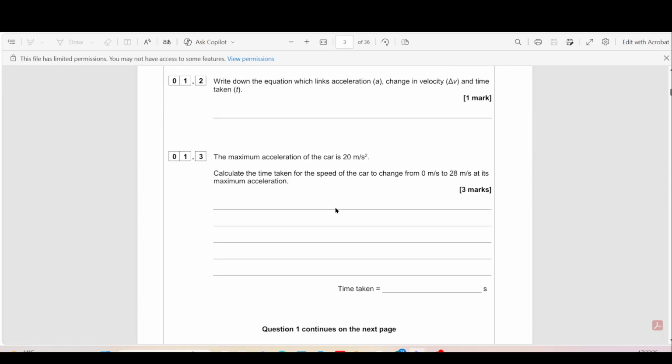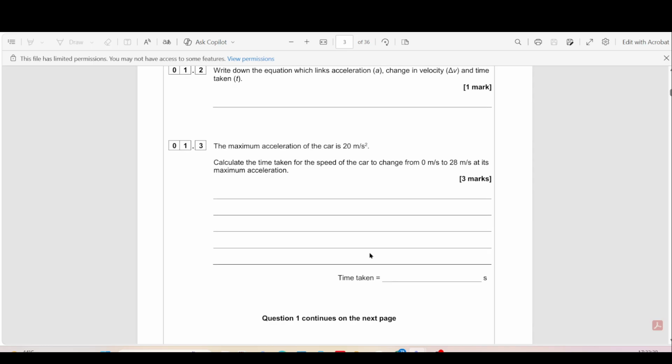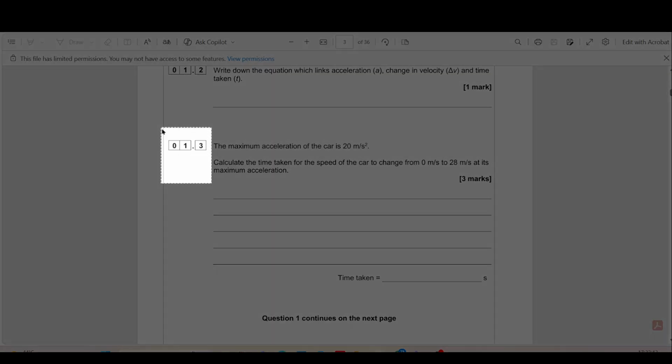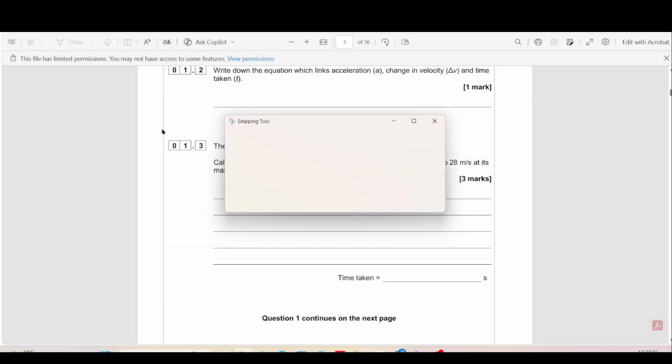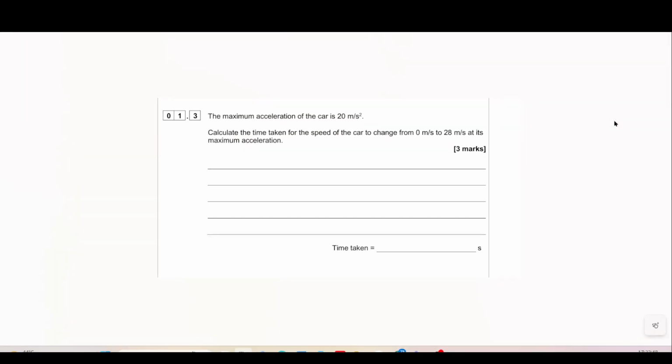Maximum acceleration of the car is 20 meters per second squared. Calculate the time taken for the car to change from 0 to 28 meters per second at its maximum acceleration. So you need the time. Time equals change of velocity divided by acceleration. Yes.